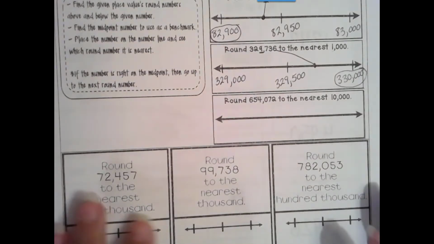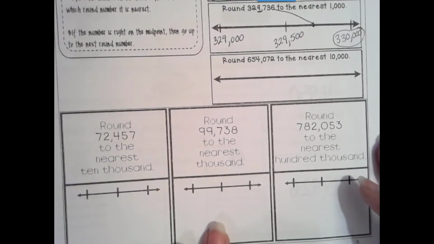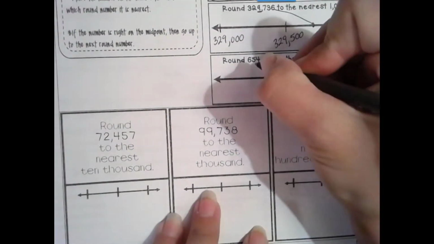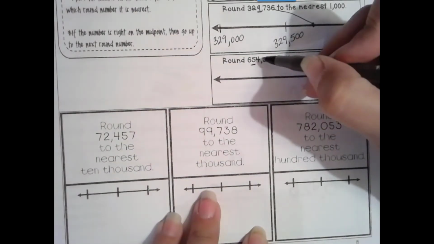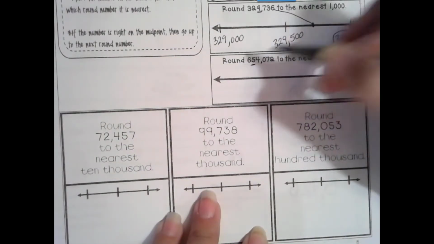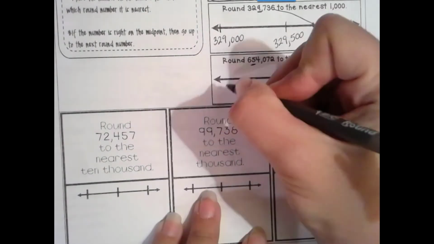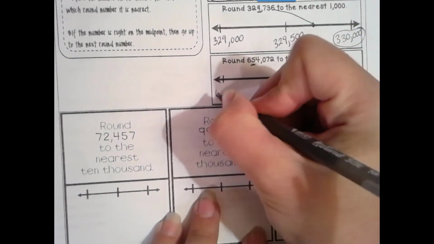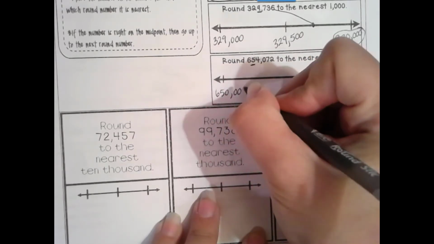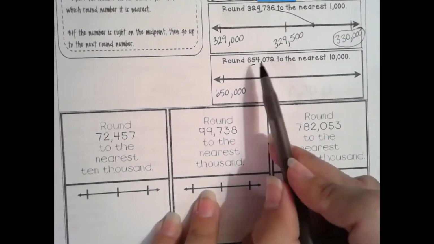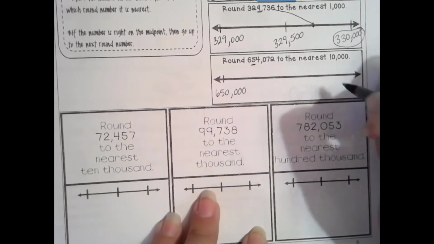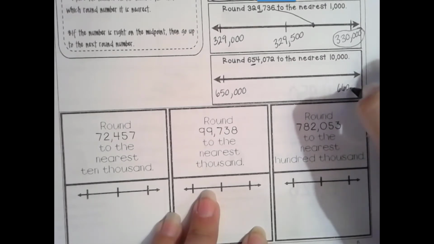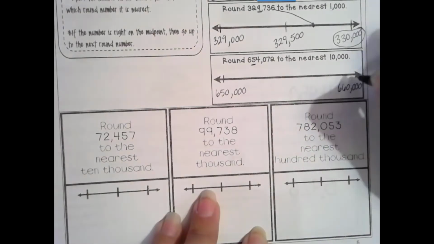Okay, so here we're looking at the 10,000s place. So we need to make sure we find the 10,000s place. We have ones, tens, hundreds, thousands, 10,000s. That's what we're looking at. So our first one is 650,000. So basically we just take that number and have zeros behind it. And the next 10,000 after 50 is 60,000. So 660,000 is our other boundary point or endpoint.